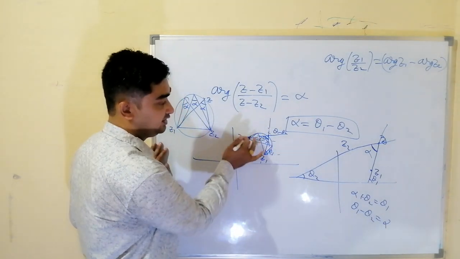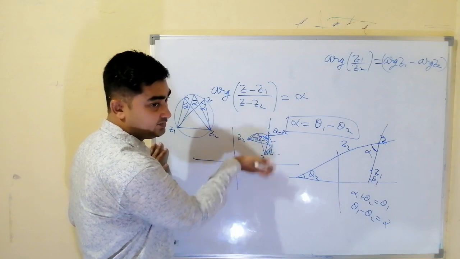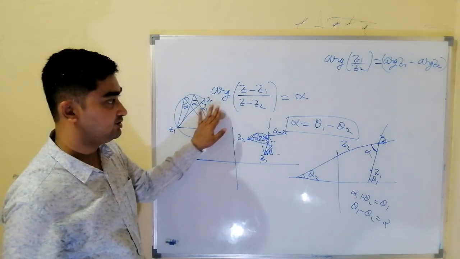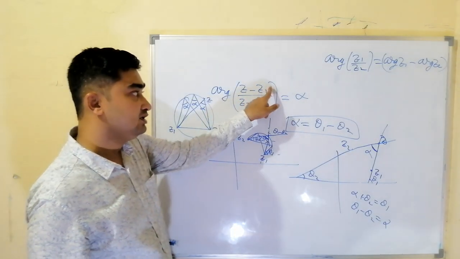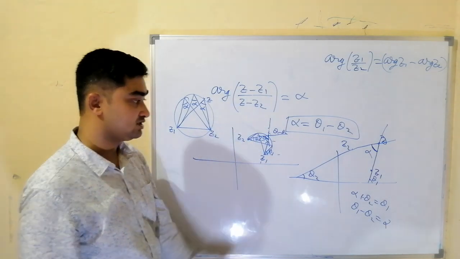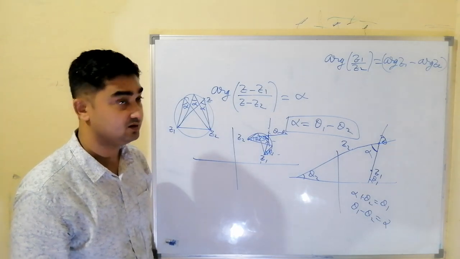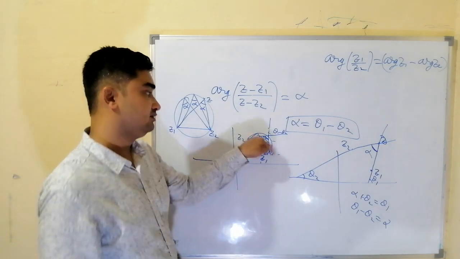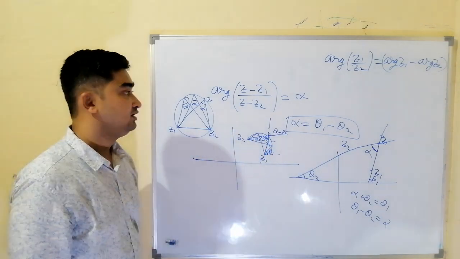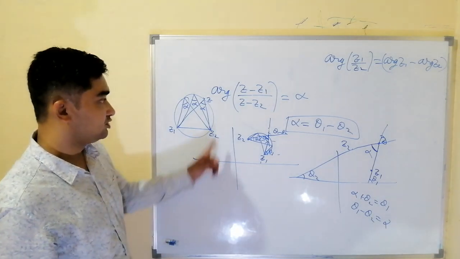So it represents a segment of a circle. This equation represents a segment of a circle where Z1 and Z2 are points on the circle and Z is the variable point on the circle. It is a locus, so it is a locus of a circle.